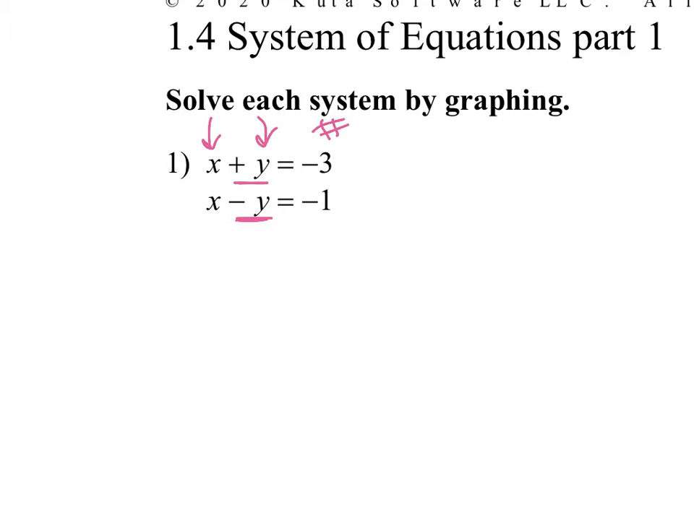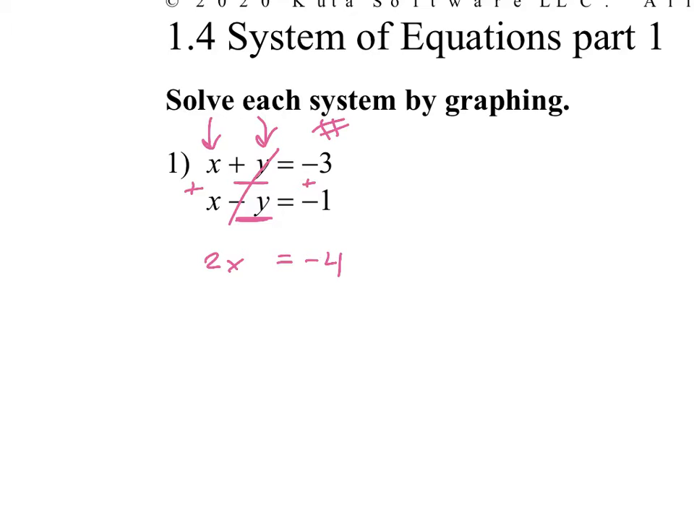What happens when we add y minus y? What do we get? Cancels out. It cancels out. So here our y's are going to cancel out. So once we have it set up where we can cancel one of our variables out, we just add everything else together. So we're going to add x plus x, which gives us 2x. Our y's we said cancel out. And then we add negative 3 minus 1, which would be negative 4.